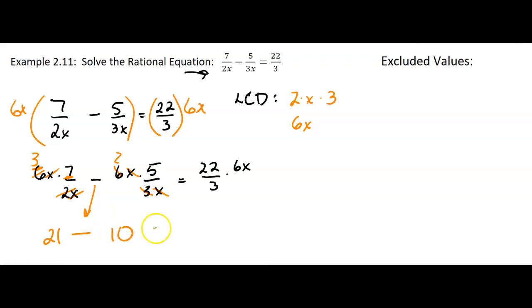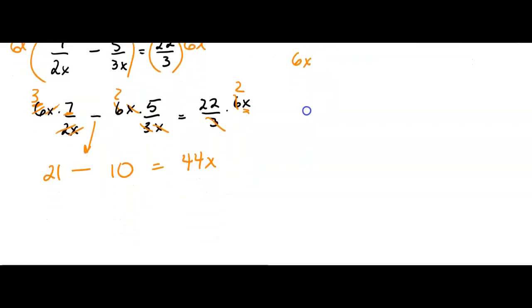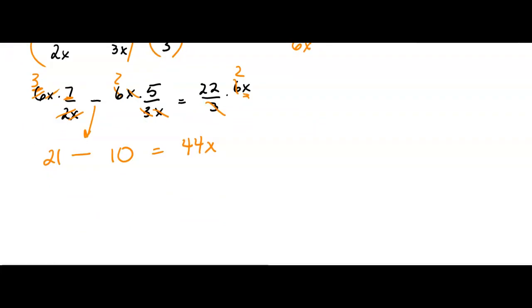Well, that's okay. On the other side, 3 goes into 6 2 times. I'm going to get 44x. Okay, so this time I have the x there. All right, well, that's good because I wanted to solve, so let's see what happens here. 21 minus 10, what's that, 11? Now you'll notice that x is on the right-hand side this time. That just happened naturally. I'm okay with that. I don't mind it being over there.